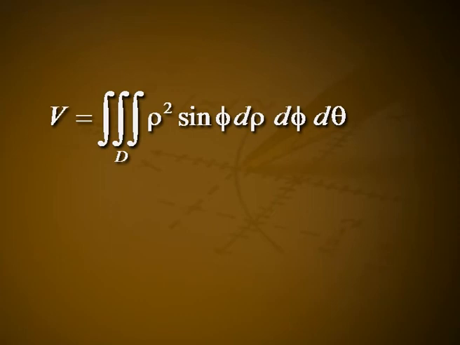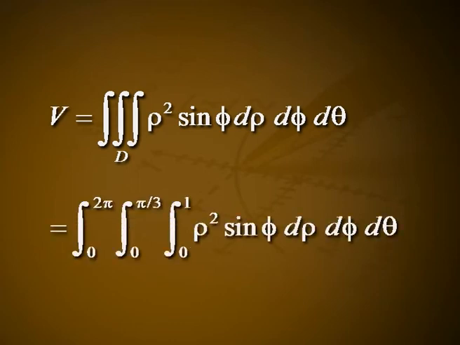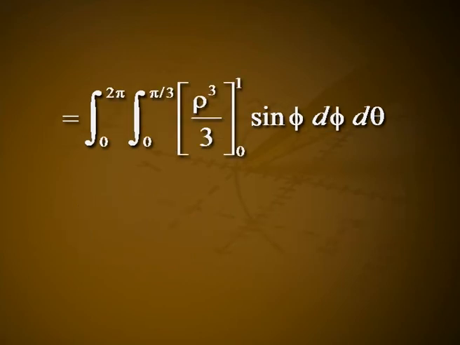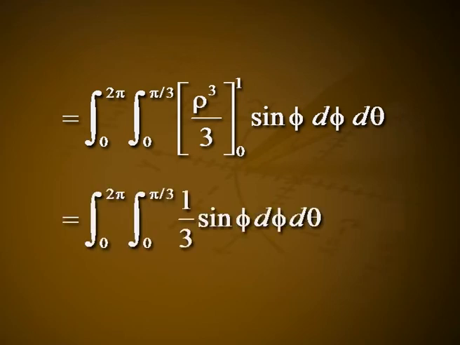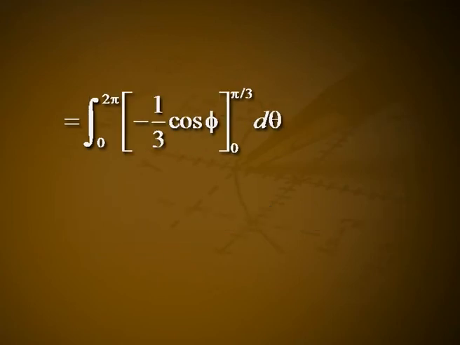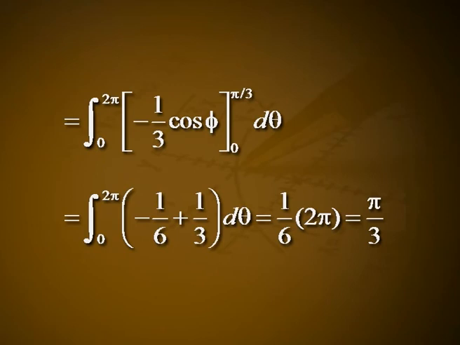rho squared sin phi d rho d phi d theta, which is equal to integral 0 to 2 pi, integral 0 to pi by 3, integral 0 to 1 rho squared sin phi d rho d phi d theta, that is equal to integral 0 to 2 pi, integral 0 to pi by 3 rho cubed by 3 over the limit 0 to 1 sin phi d phi d theta, that is equal to integral 0 to 2 pi, integral 0 to pi by 3 1 by 3 sin phi d phi d theta, that is integral 0 to 2 pi minus 1 by 3 cos phi over the limit 0 to pi by 3 d theta, that is integral 0 to 2 pi minus 1 by 6 plus 1 by 3 d theta, which is equal to 1 by 6 times 2 pi, that is equal to pi by 3.